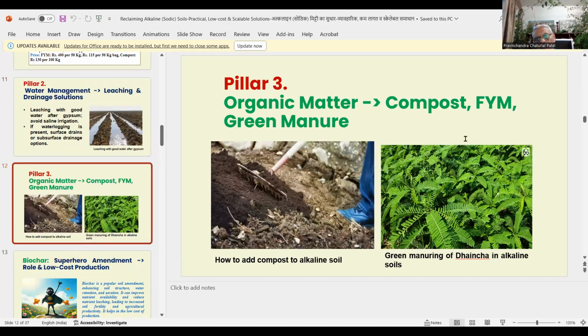Then pillar 3, organic matter: compost, farmyard manure and green manure. So in normal soil, we can grow sunhemp or other green manure crops. But in alkaline soil and saline soil, we have to use the biochar. In Gujarati, it is called ikkad. Then how to add compost to alkaline soil? So you can see here the figure.